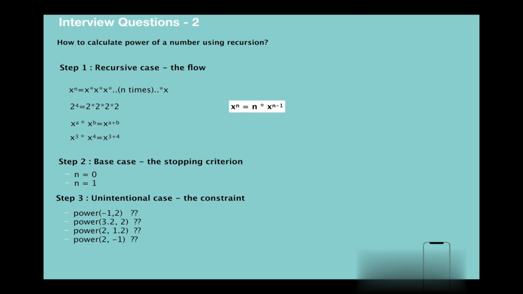The first scenario, I will take base as a negative number and exponent will be a positive integer. And in the second case, I will check a non-integer base and an integer exponent. And in the third case, base will be a normal integer number, and exponent will be a non-integer number. And in the fourth case, base will be an integer number and exponent will be a negative integer. So let's run these scenarios for our function, see what's happening.